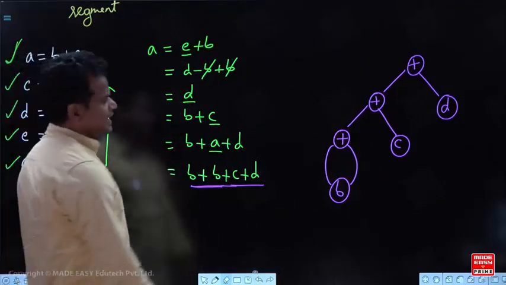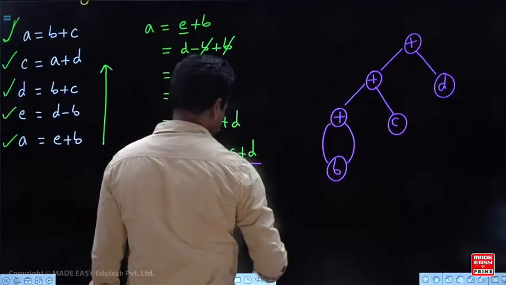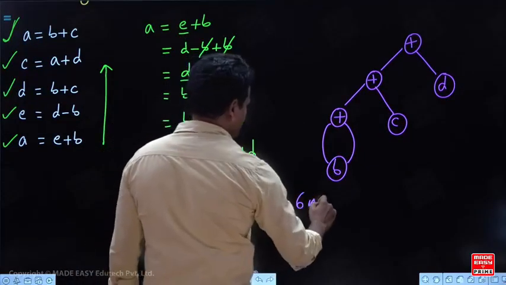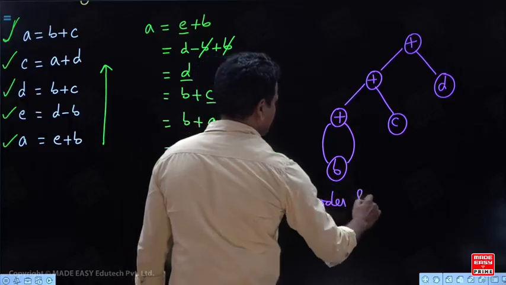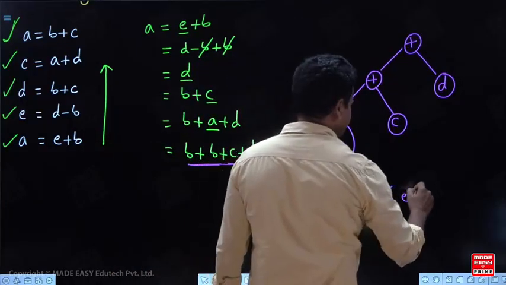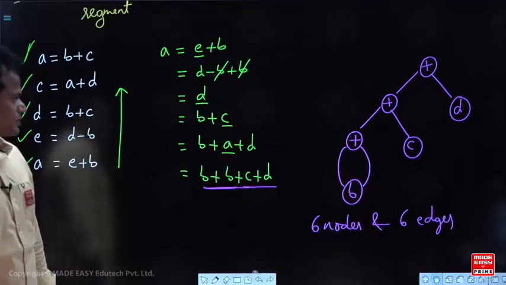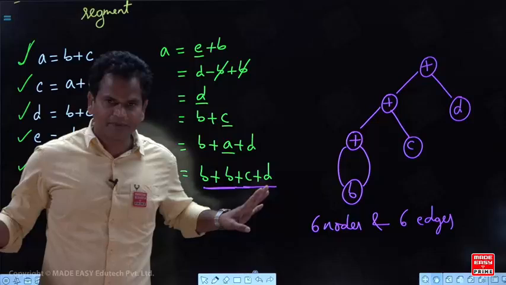So how many nodes do we have? 1, 2, 3, 4, 5, 6. 6 nodes. And how many edges? 1, 2, 3, 4, 5, 6. 6 edges. 6 nodes and 6 edges. This is the best one. So I think it is clear.